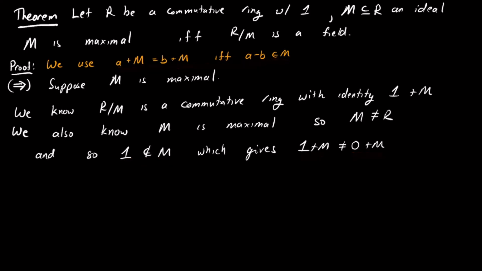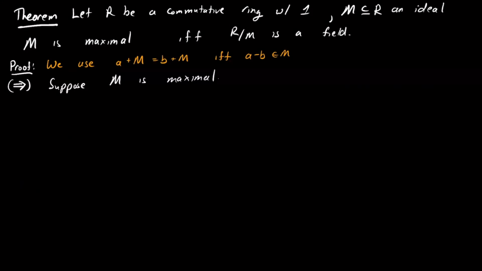And now why do I care about 1 not being in M? Well, remember, 1 in M implies that M is equal to your whole ring. If 1 gets inside your ideal, it ends up being your whole ring. So the point is 1 is not an element of M because I know that M is not equal to R. So 1 plus M is not the same as 0 plus M. Okay, so those are some basic facts. It remains to show that every element of R mod M is a unit. So let's clean this up and do that.